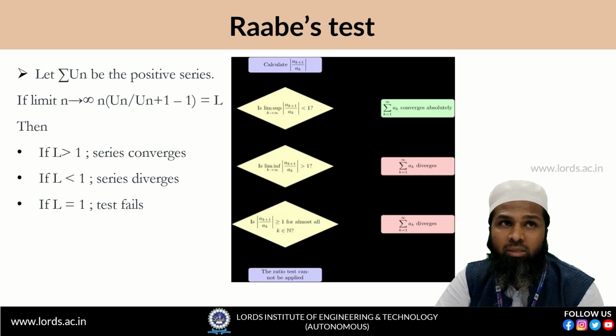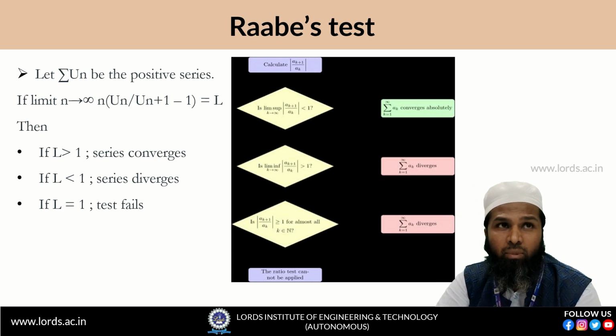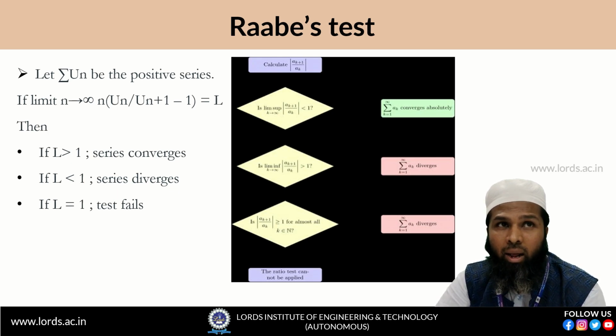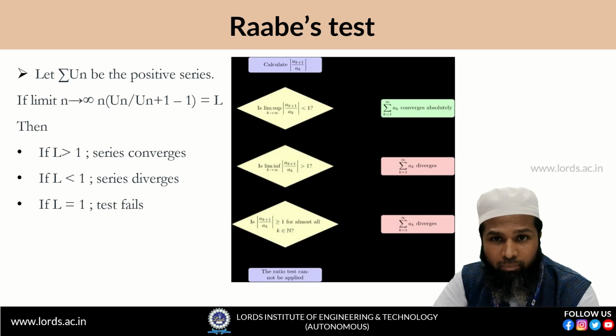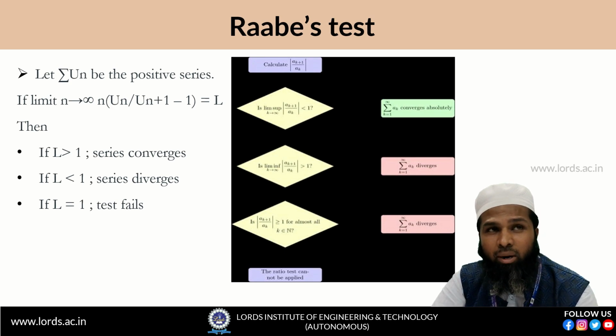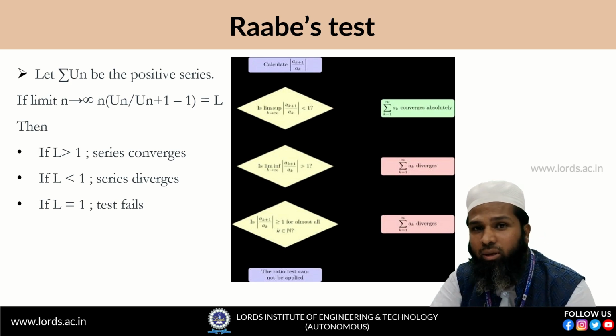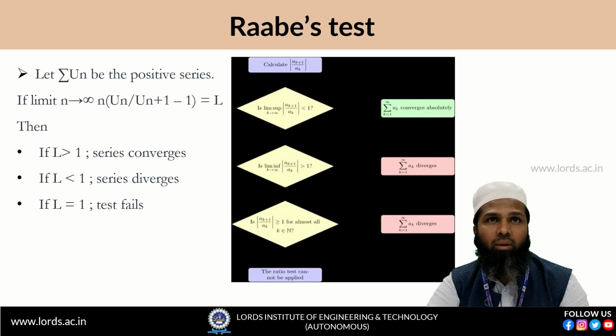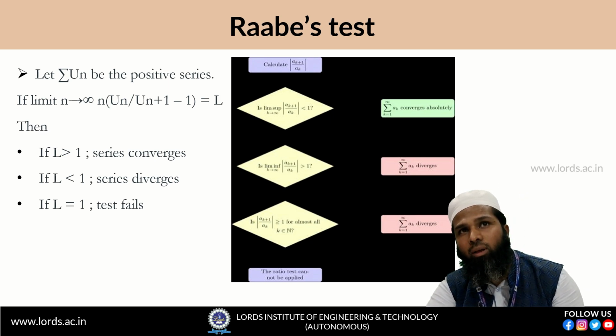And again, Raabe's test is for positive series. The condition is, let summation un be a positive series. The formula is limit n tends to infinity, n into (un by un plus 1 minus 1) equal to L. This is the formula given by Raabe. Again, we have the same conditions as we learned in the D'Alembert's ratio test. If L is greater than 1, the series converges. If L is less than 1, the series diverges. If L is equal to 1, the test fails.